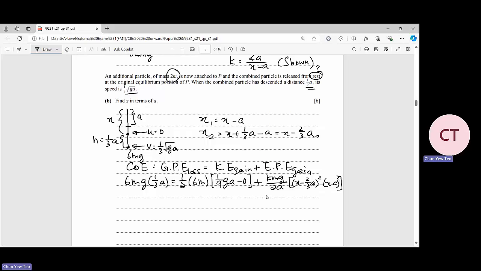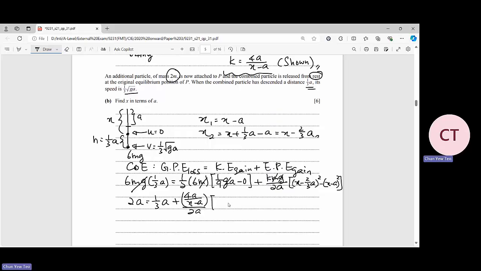Okay, so this is what we have. So we cancel the mg, cancel the mg, cancel the mg. We will be having 2a is equals to the 1/3a. The k over here, we just replace it with this value. So we will get this one as the 4a as a plus here over x minus a over 2a.